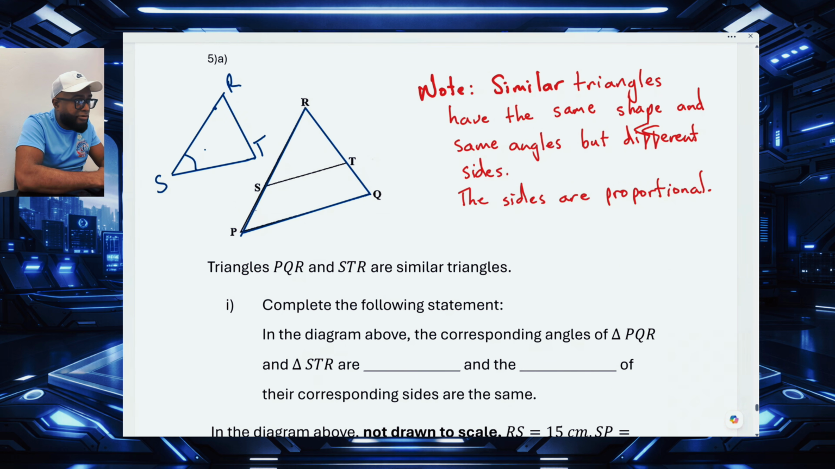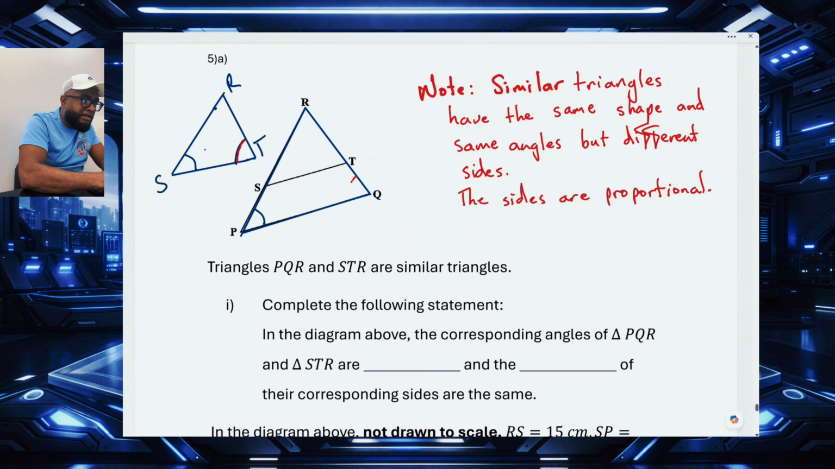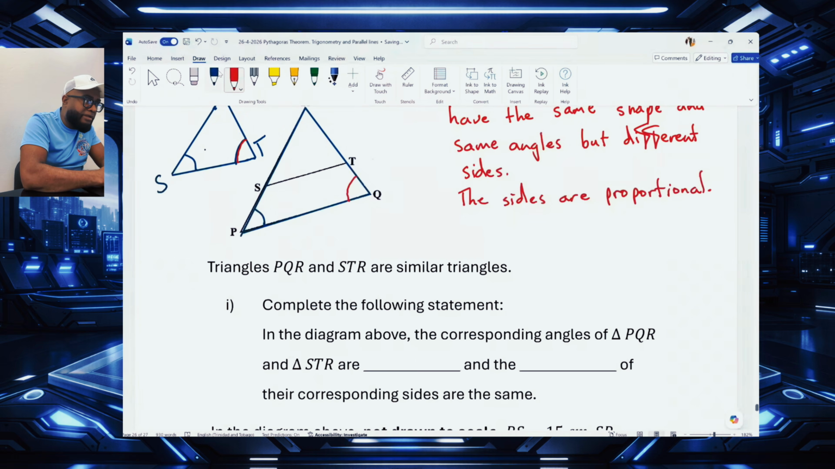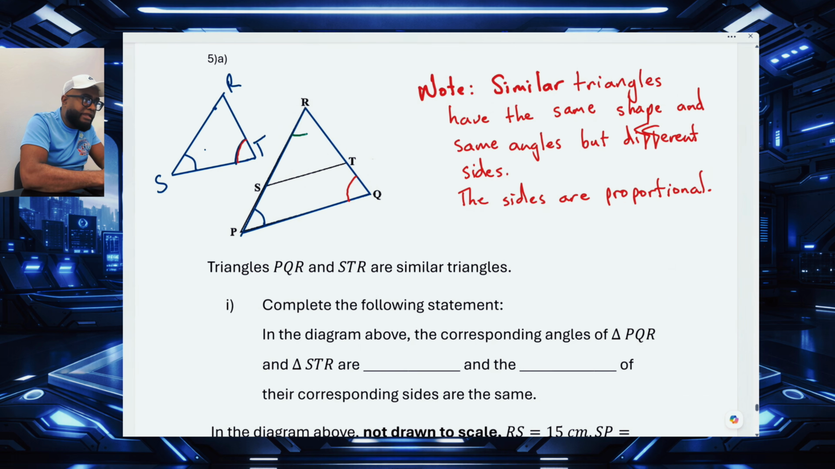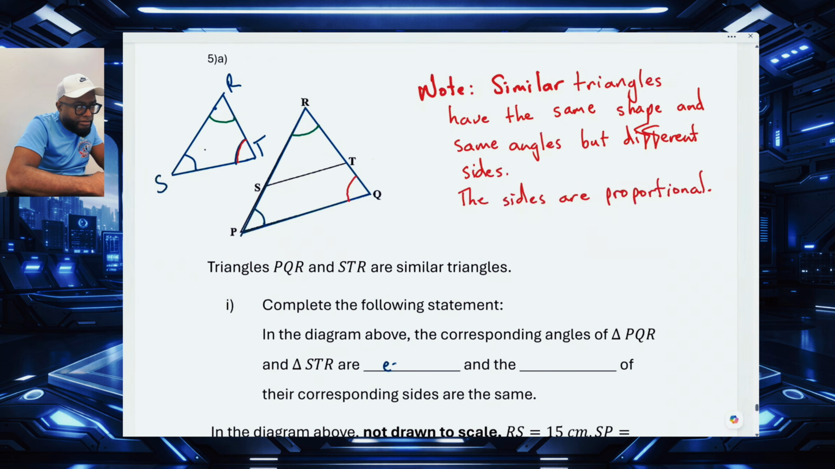They are the same triangles, meaning that this angle is equal to this angle. This angle here will be equal to, let me put them in different colors, this angle here. And then this angle on top here would be equal to this angle on top here, right? They just put the two triangles in one. Okay, Brandon? The two triangles are in one. So, complete the following statement. In the diagram above, the corresponding angles of PQR and STR are equal. Right? The corresponding angles are equal.